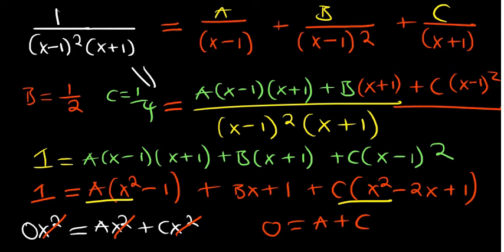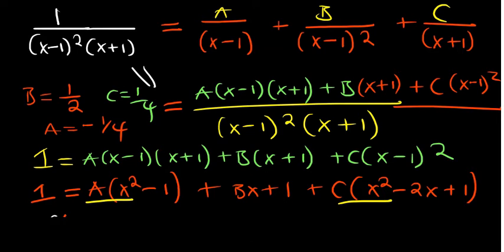Now our a is what we're trying to find. Our c is 1 over 4. So we have a plus 1 over 4. So if we subtract both sides, or we add negative 1 over 4, our a basically becomes negative 1 over 4, because it's the only value you can add to 1 over 4 to get a 0.